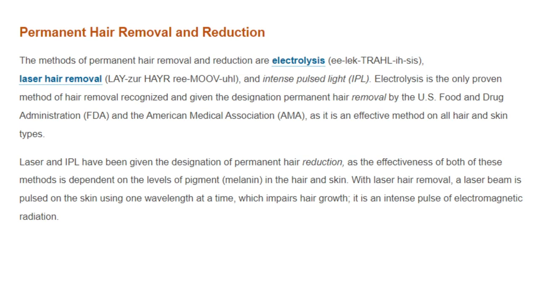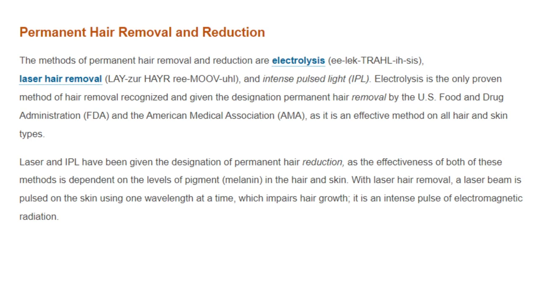Permanent hair removal and reduction. The methods of permanent hair removal and reduction are electrolysis, laser hair removal, and intense pulsed light (IPL). Electrolysis is the only proven method of hair removal recognized and given the designation permanent hair removal by the U.S. Food and Drug Administration (FDA) and the American Medical Association (AMA), as it is an effective method on all hair and skin types. Laser and IPL have been given the designation of permanent hair reduction, as the effectiveness of both of these methods is dependent on the levels of pigment, melanin, in the hair and skin.